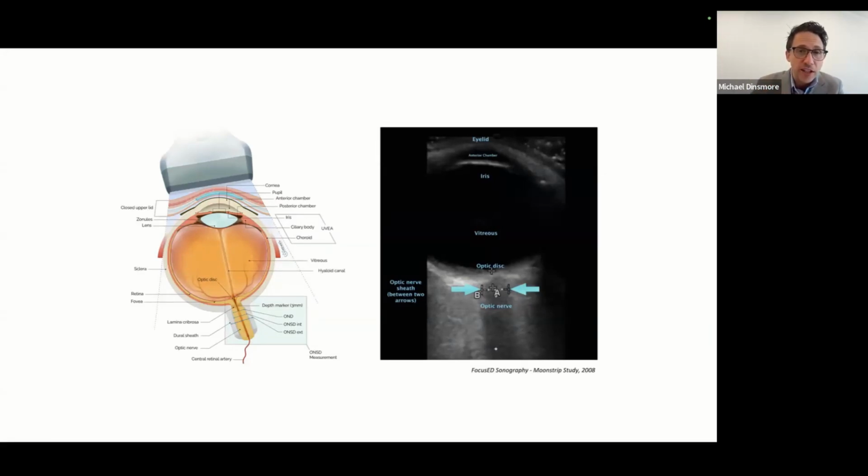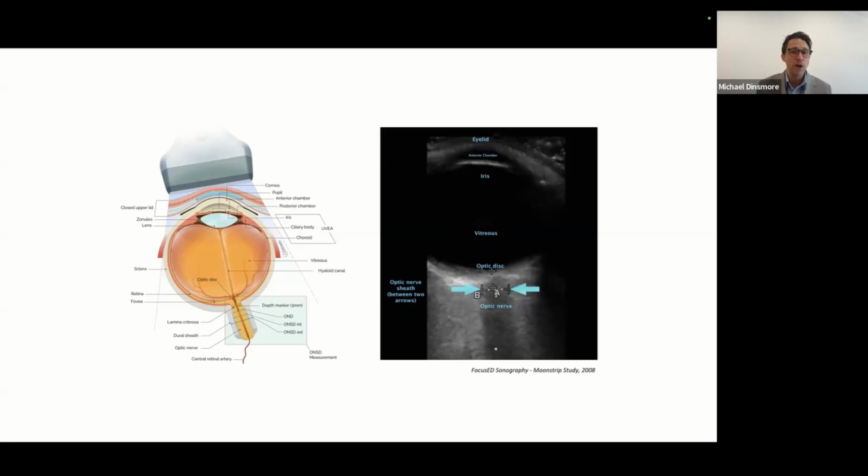Often if you do see the lens, it's a good indication that you're kind of midline and you're going to have a good picture. You'll see the optic disc at the back, which is kind of between the hypoechoic and hyperechoic demarcation there. And then really what you're looking at is this hypoechoic line behind the orbit, and that's going to be your optic nerve and your optic nerve sheath diameter.